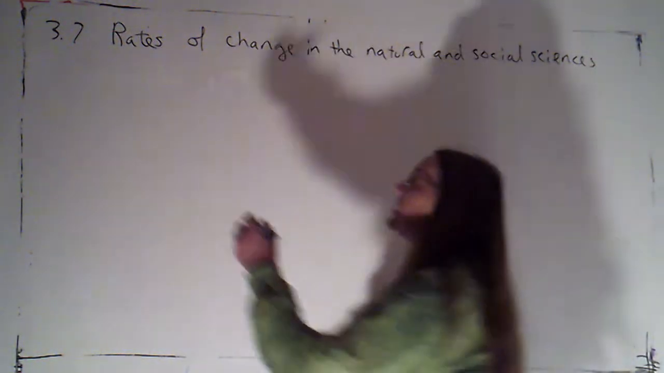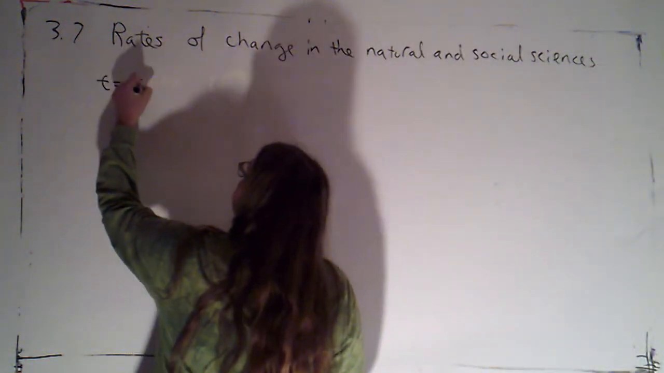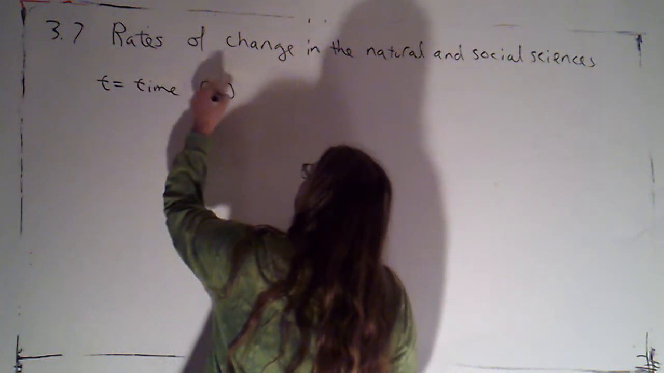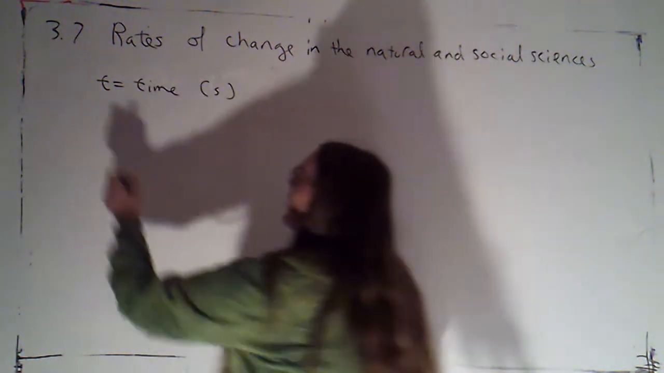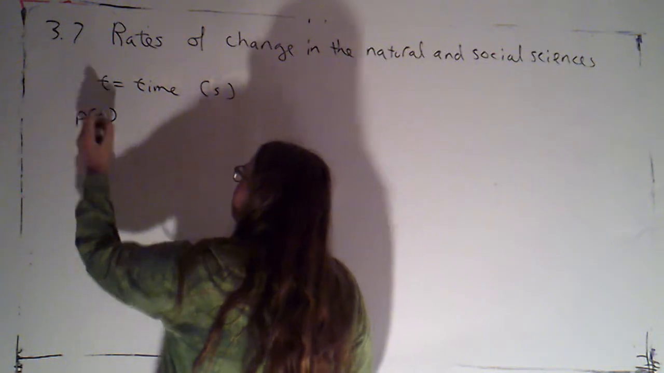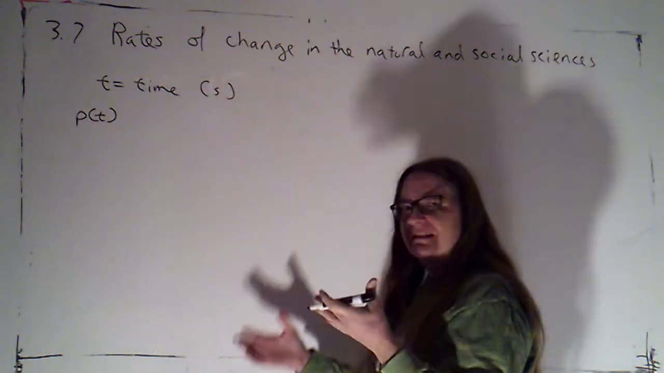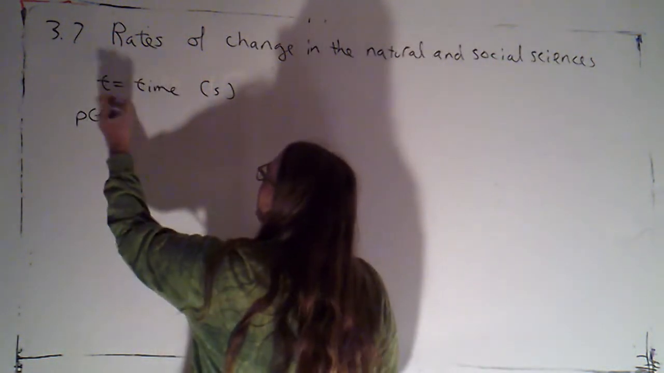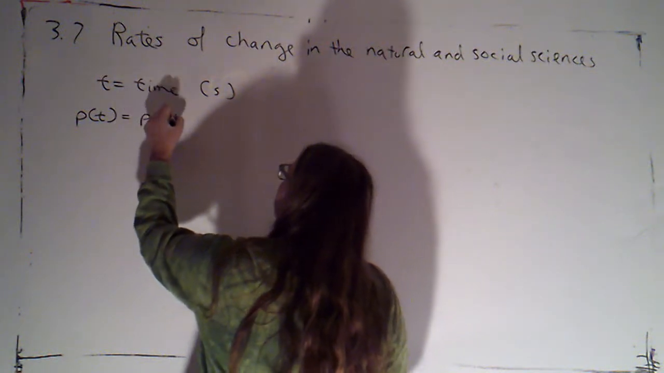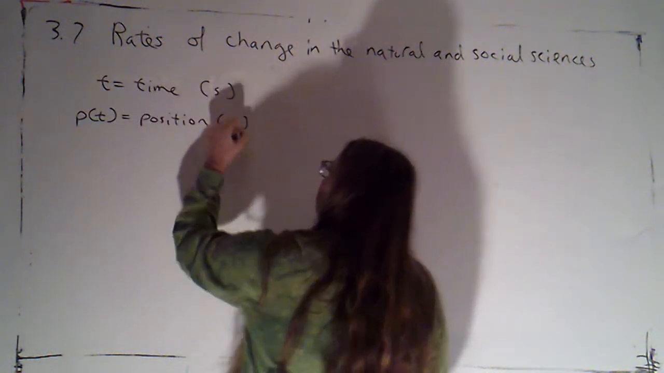Okay. What we're going to be looking at is t equal to time, and that will be in seconds. I'm going to use p of t. The book usually calls it s of t, but I'm going to go with p of t for position, and that will be in meters.